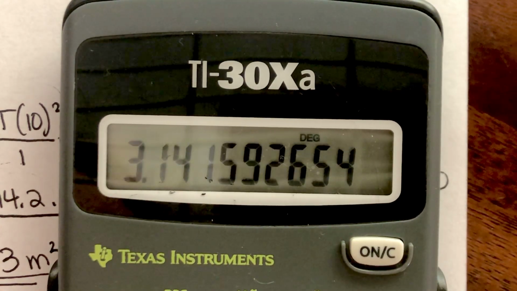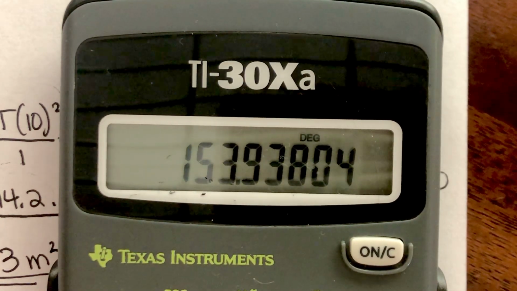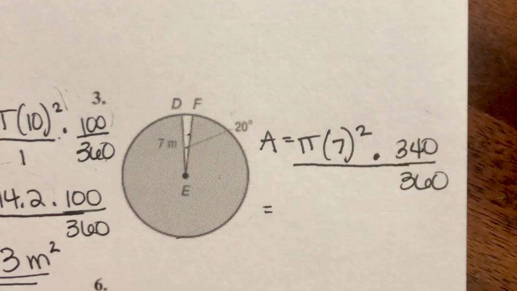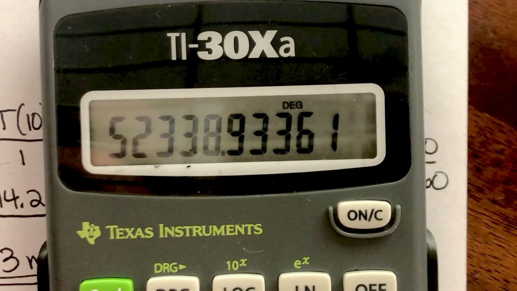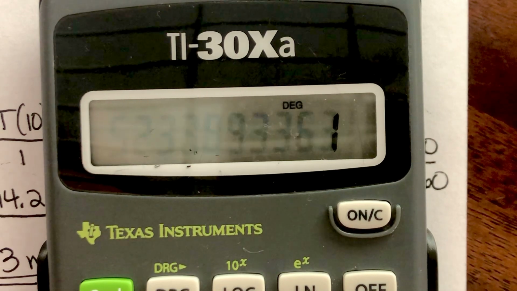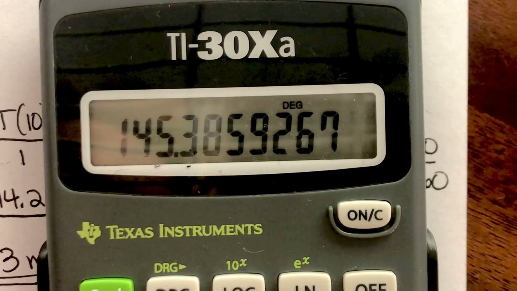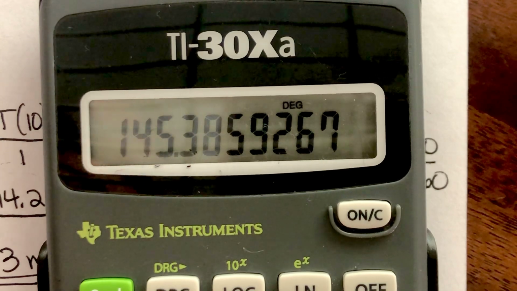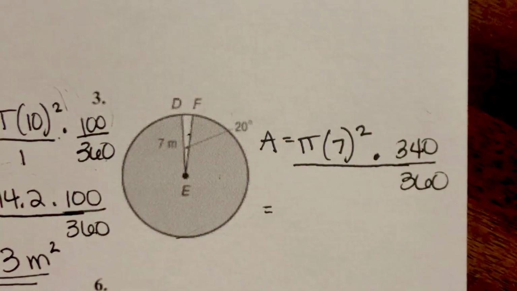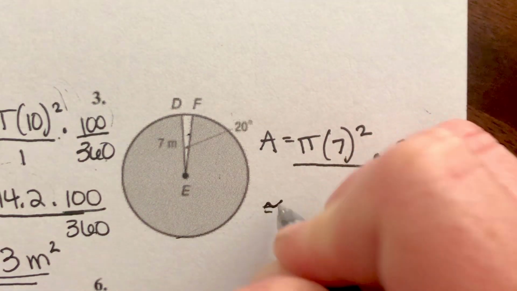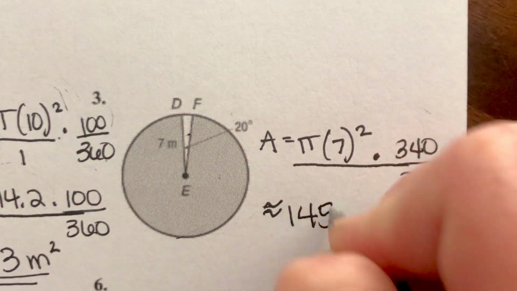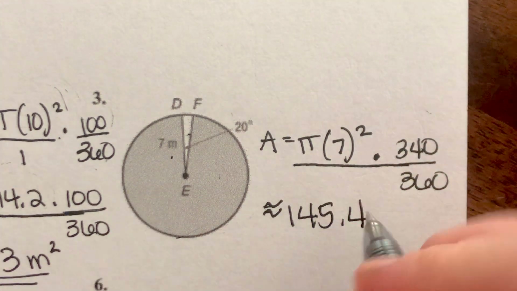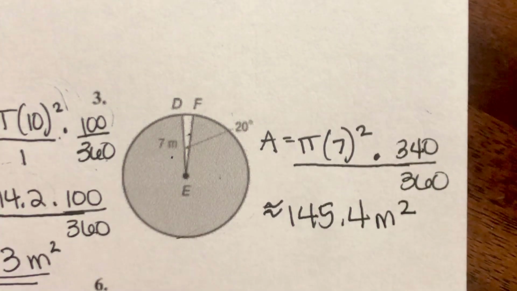49 times pi equals this guy. And then we're going to multiply it by 340 times 340. And then that big number we're going to divide by the bottom, which is 360. And we get 145.4, about, if we round to the nearest 10. So it's about 145.4. And that is in meters squared.